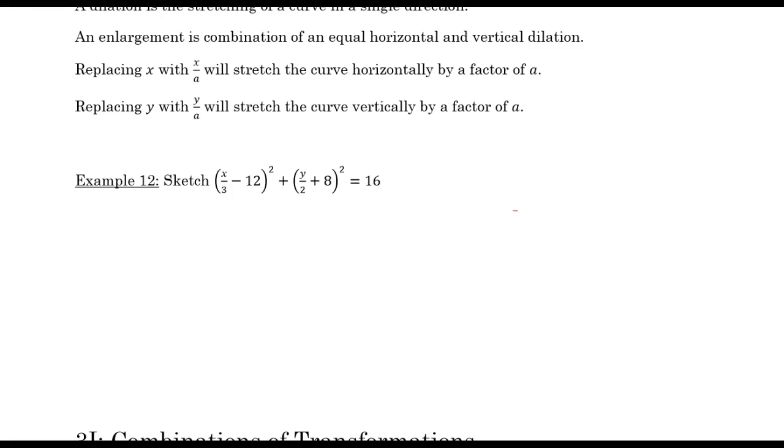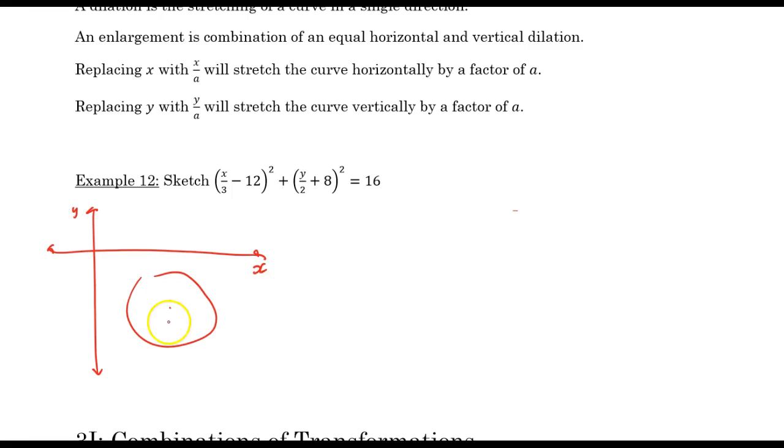Now, in its undilated form, we would have a circle here with a centre at (12, negative 8) and a radius of 4. I'm just going to quickly sketch that. Here's my circle. Now, 12, negative 8 and a radius of 4 means that it doesn't have any intercepts at all. And I suppose that makes life a little difficult in some respects. That's what my x-axis looks like. My y-axis, my centre here is at (12, negative 8).